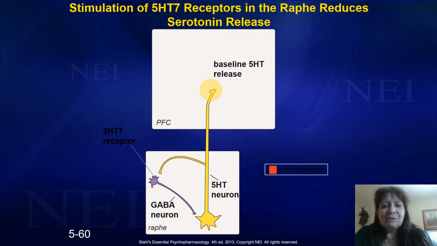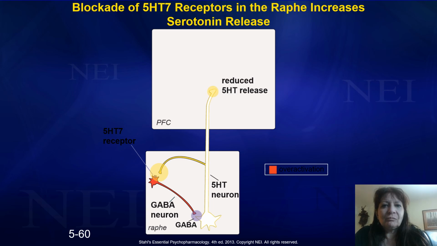Here we're seeing the stimulation of the 5-HT7 receptors in the raphe nucleus, which reduces the serotonin release. And blockade of the 5-HT7 receptors in the raphe nucleus increases serotonin release.